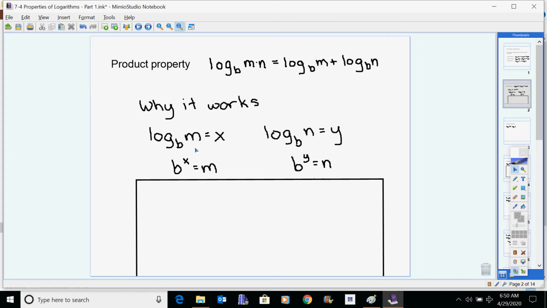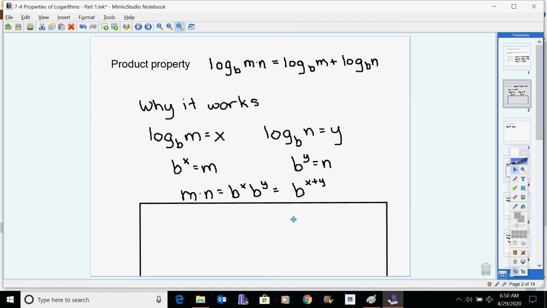Here we have rewritten this logarithm function in terms of its exponential form. b to the x equals m. b to the y equals n. Okay, so if I multiply m times n, I'm still on this part, multiplying m times n, what I have is b to the x times b to the y. Okay, so far hopefully makes sense. We rewrote this, multiplied m times n because I'm trying to make things look like this. b to the x plus y because that's your designated rule for exponents. You've got like bases, you add exponents.